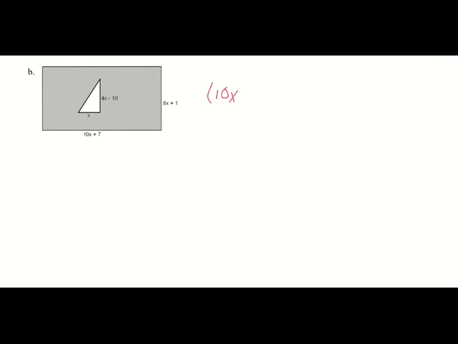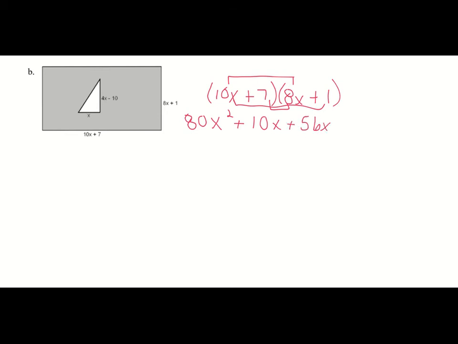So 10x plus 7 times 8x plus 1. So when I FOIL, we are going to end up with 80x squared plus 10x plus 56x plus 7. So if I simplify that, I have 80x squared plus 66x plus 7. All right, now the area of that triangle. So the area of the triangle, because we got to subtract that. Remember, it's 1/2 base times height.